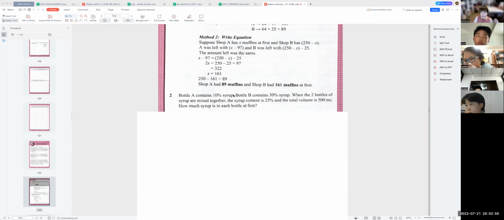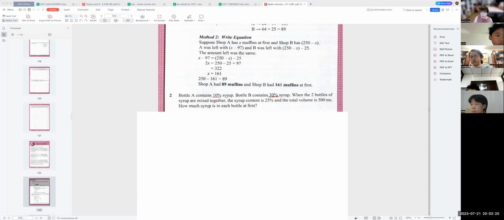So do you know how much water bottle A and bottle B have at the very beginning? You don't know how much bottle A has, and you don't know how much bottle B has. You only know that bottle A contains 10% syrup and bottle B contains 30% syrup, right? So the question asks you, how much syrup is in each bottle at first?